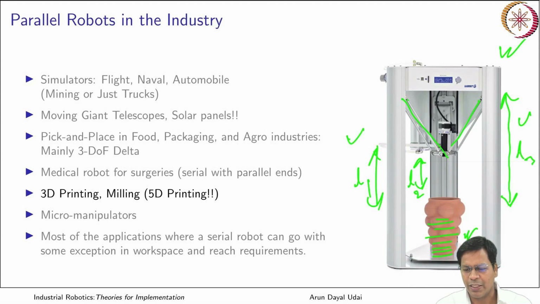That is attaching these permanent links, and making it go anywhere in this region. So it can make XY motion like this anywhere, and it can go up and down. It is a 3 degree of freedom robot. You also have a parallel robot for 5D milling or 5D printing, which works in a similar manner.